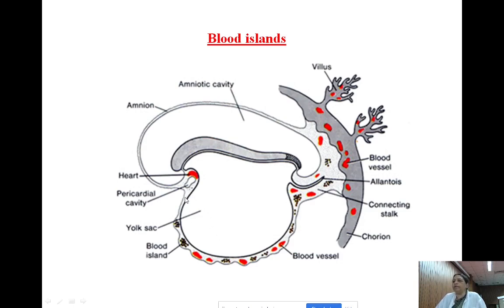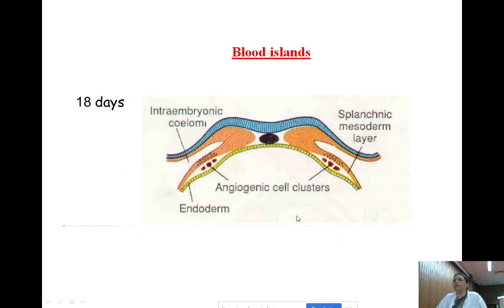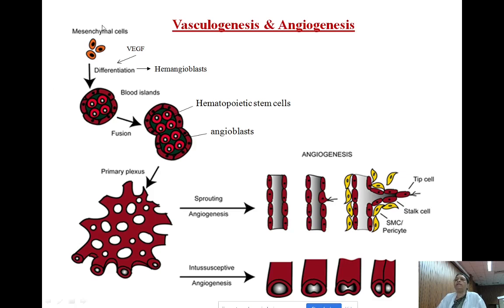They first appear in the mesoderm surrounding the yolk sac, but later on they also appear in the lateral plate mesoderm, and from there these blood islands form the various vessels. I will show you how they are formed. Suppose these are the mesenchymal cells, and they secrete vascular endothelial growth factor, which differentiates them into hemangioblasts, and the hemangioblasts ultimately form the blood islands.